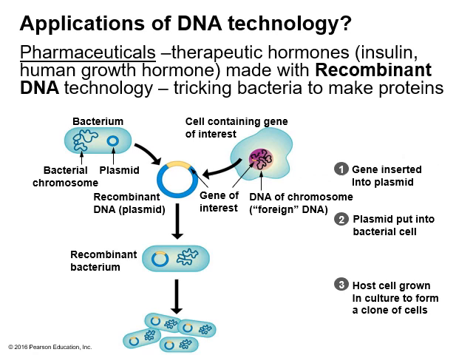So one of the really important places where DNA technology can be applied is to pharmaceuticals and the medical field in general. So for instance, something that pharmaceutical companies have been using for years is something known as recombinant DNA technology. So this is actually how a lot of therapeutic hormones, such as insulin and human growth hormone, are made. And essentially how it works is we trick bacteria into making proteins that we need.